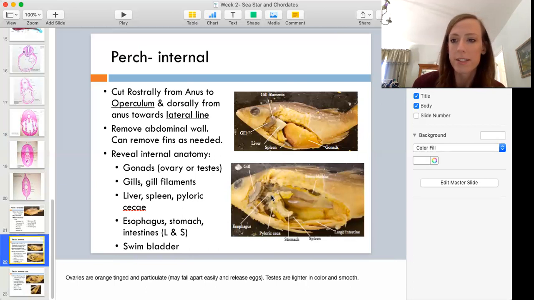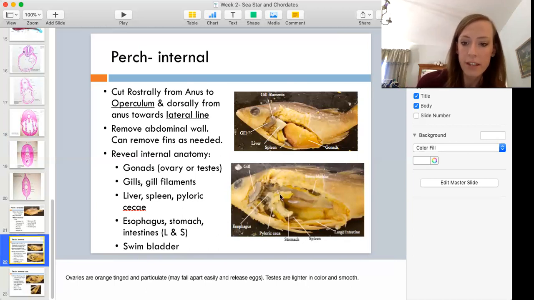Those are the pyloric ceca. They secrete digestive enzymes to help with food digestion for the stomach. And then there's also the intestines. You can see the large intestine traveling here, which will connect the stomach to the anus. The one thing I did not mention yet is the swim bladder. That's this structure here.